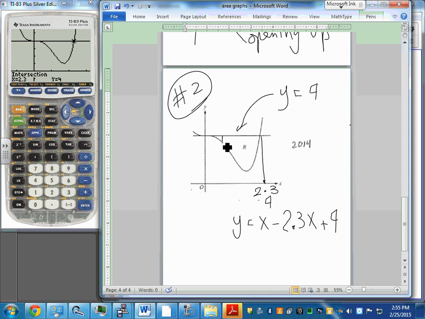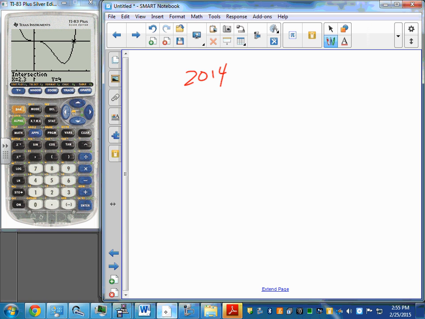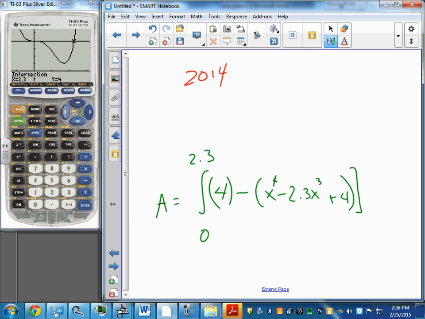And I'm just thinking I'm finding boxes. This is vertically simple. The top is always the line, and the bottom is always the quartic. So my area is going to be an integral from 0 to 2.3, 4 minus. Now again, I think it's important to have these parentheses here. It's x to the 4th minus 2.3x cubed plus 4. That's the length of my bars, dx. I don't need the antiderivative here, right?